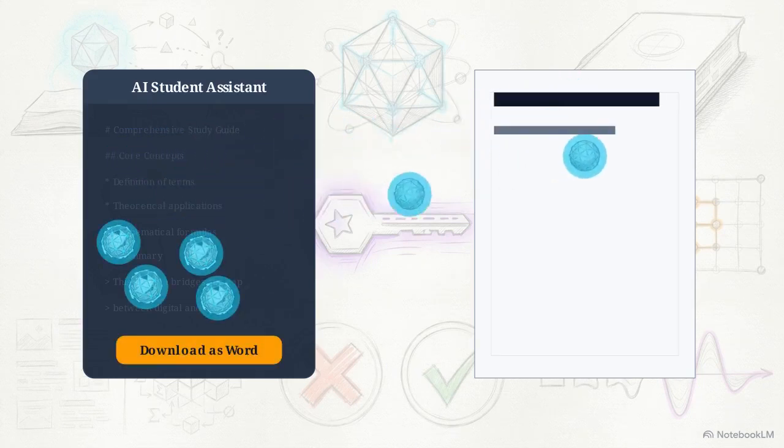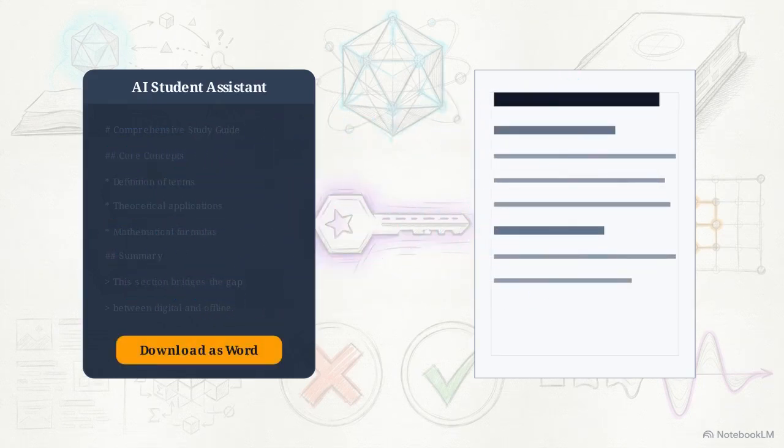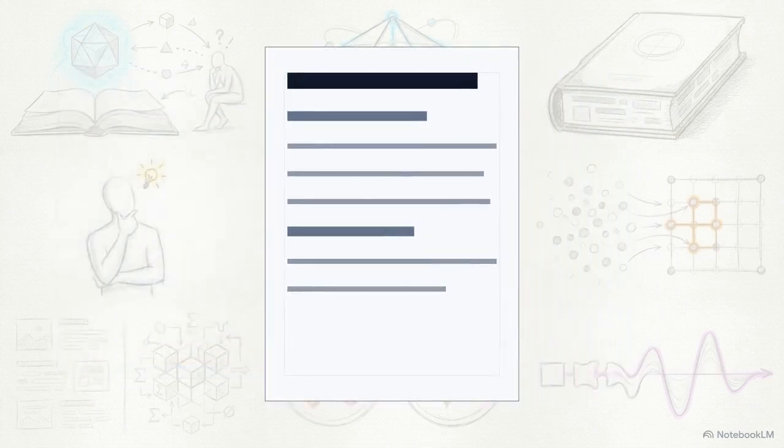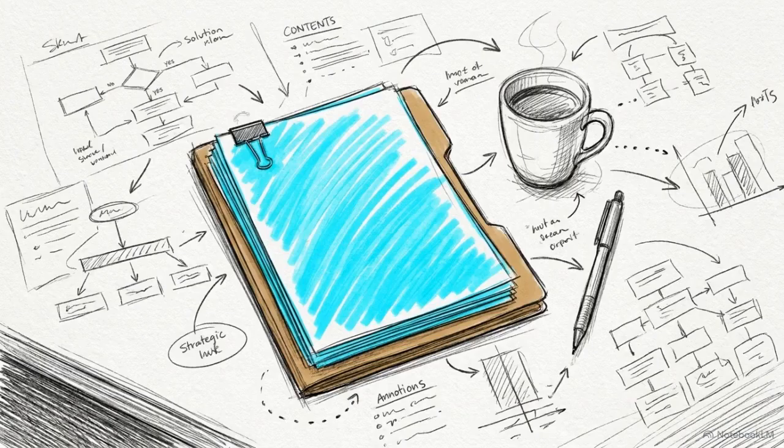Clicking Download as Word snaps the Markdown text into a standardized document layout for offline use. This initial export creates a safe, accessible baseline for your notes before you move into more complex analysis.